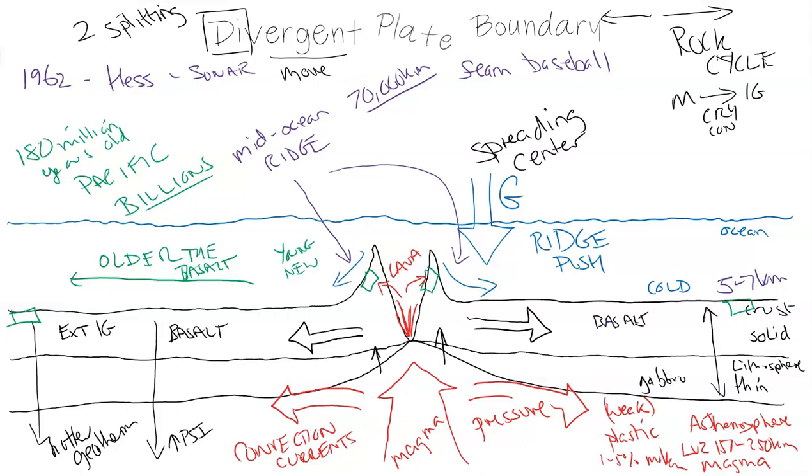So the ridge is where the plates are born, which is why we call this a constructive plate boundary, or PB. So a divergent plate boundary is a constructive plate boundary. It's where we make the new ocean crust, the new basalt. And it slowly moves between 5 to 10 centimeters per year. It's moved by the convection currents.